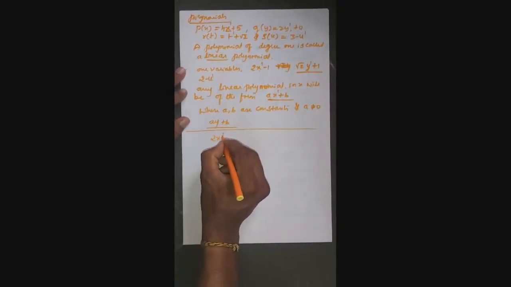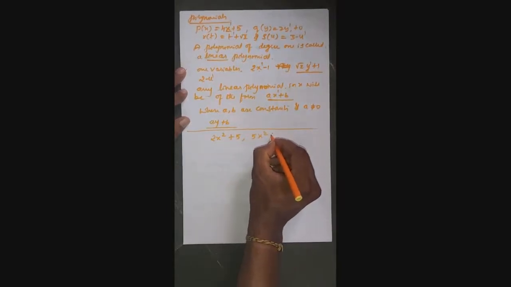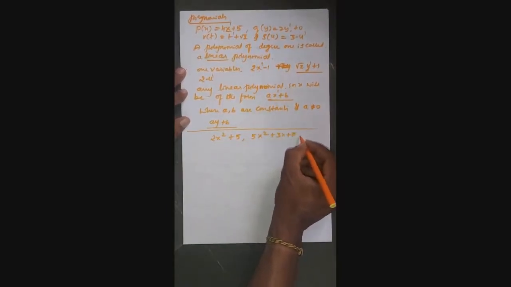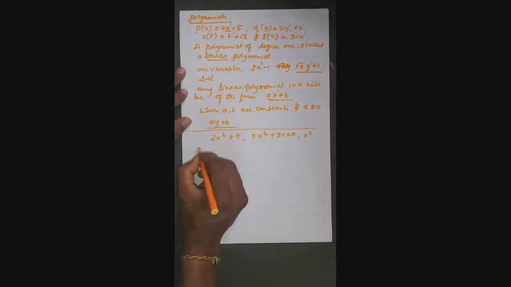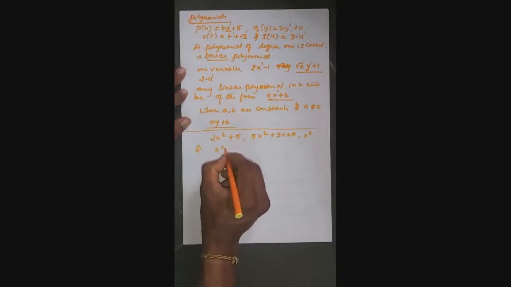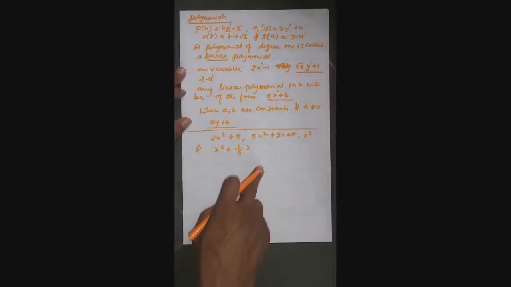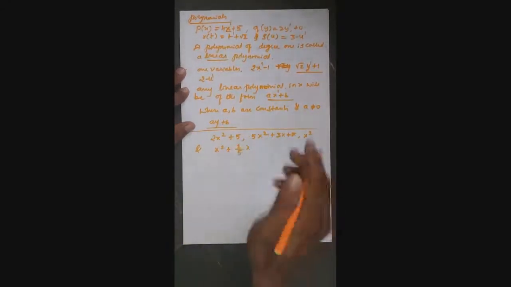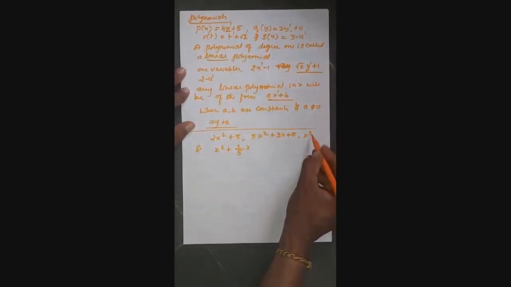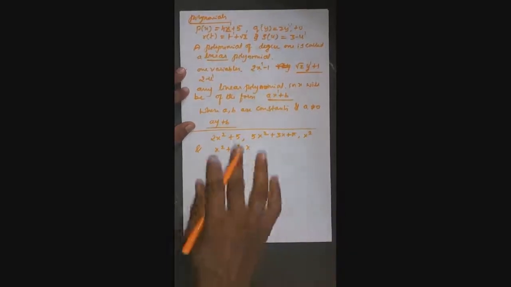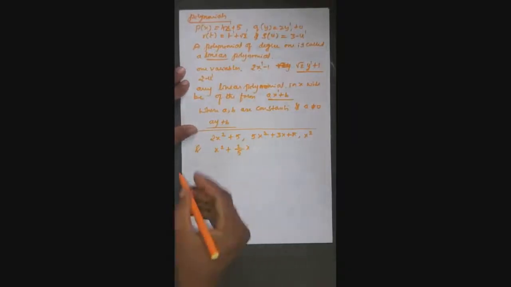For example, 2x square plus 5, and here also 5x square plus 3x plus pi, and x square plus 2 by 5x, right? Do you agree that the degree is 2 for all of them? Here the highest power is 2, and here also 2, and here also 2, and here also 2. A polynomial of degree 2 is called a quadratic polynomial.